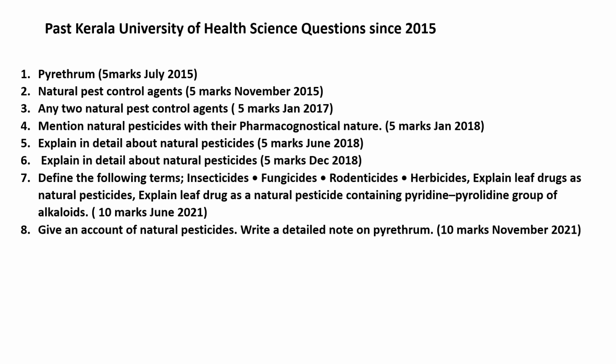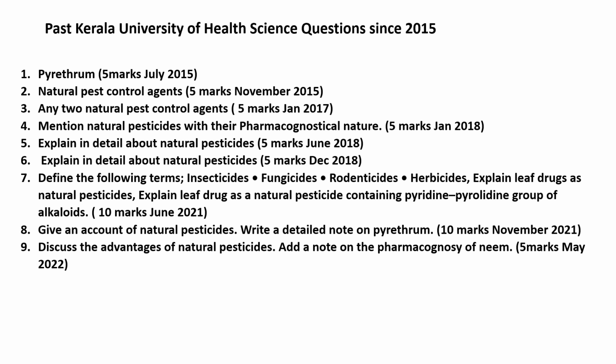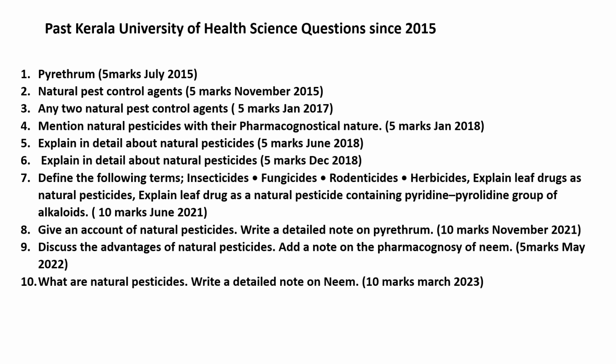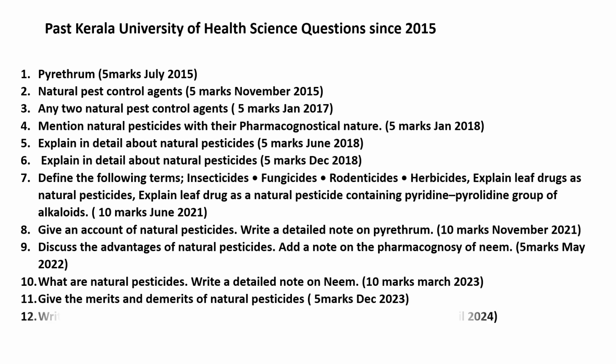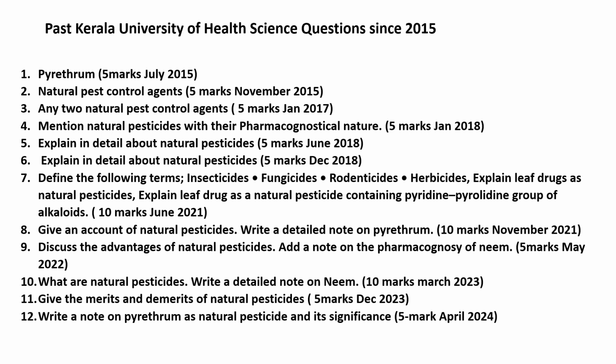A 10 mark question in November 2021. Discuss the advantages of natural pesticides, add a note on the pharmacognosy of Neem, a 5 mark question in May 2022. What are natural pesticides? Write a detailed note on Neem, a 10 mark question in March 2023. Give the merits and demerits of natural pesticides, a 5 mark question in December 2023. Write a note on Pyrethrum as natural pesticide and its significance, a 5 mark question in April 2024. Like that they are asking repeatedly.